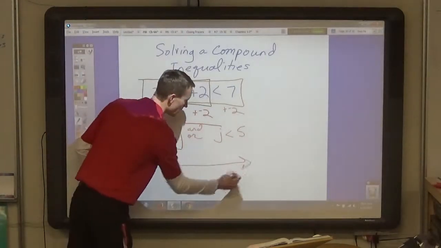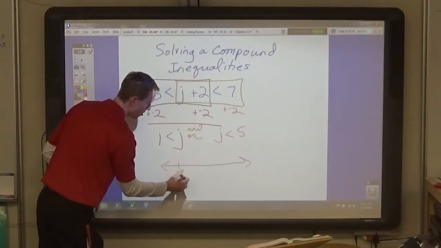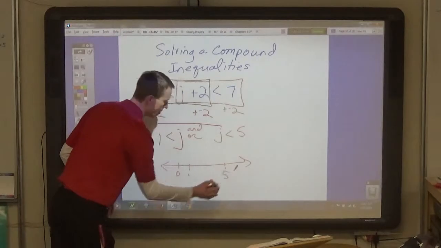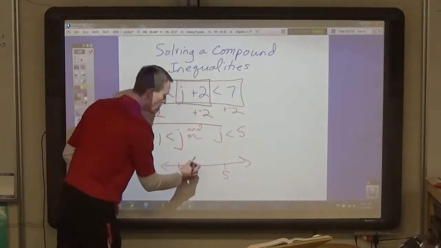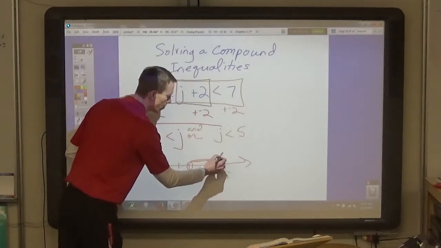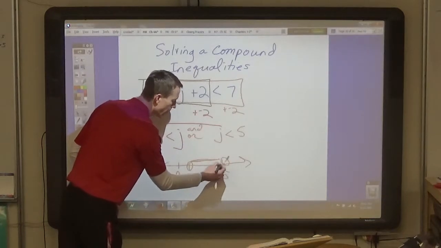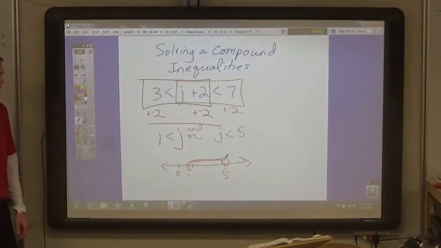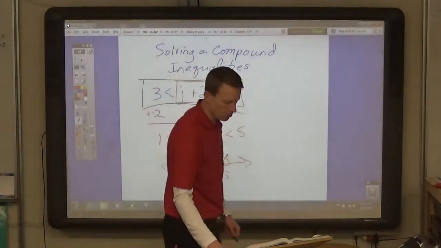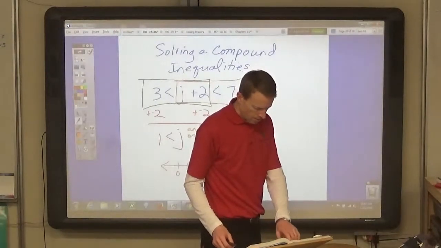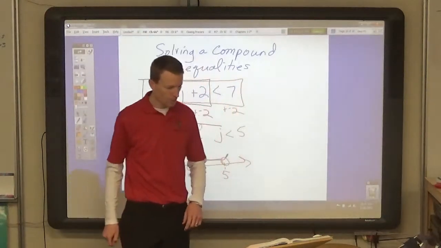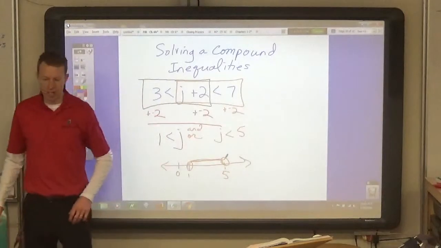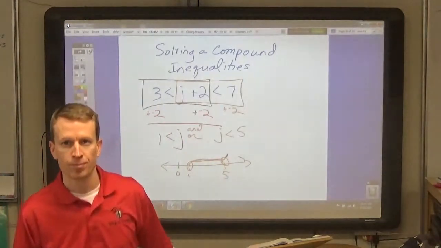So, let me graph this. 0, 1, 5. Open dot. 1 is less than j, so j is in between, and j is less than 5. So that's the graph for it. Okay? What's the assignment? Your assignment is 6 through 10. That's not bad. Any questions?